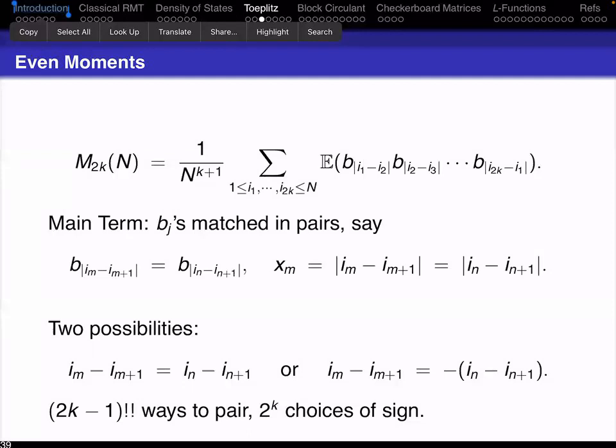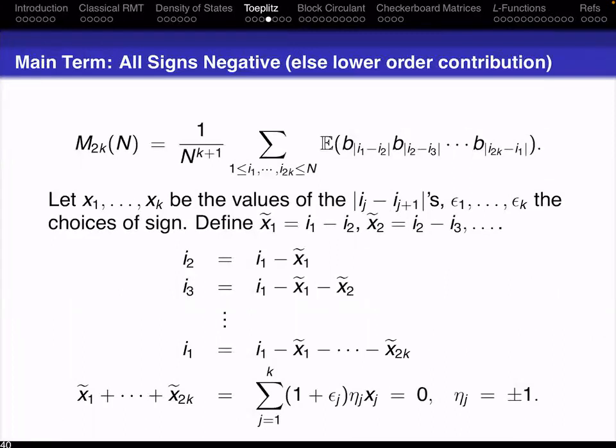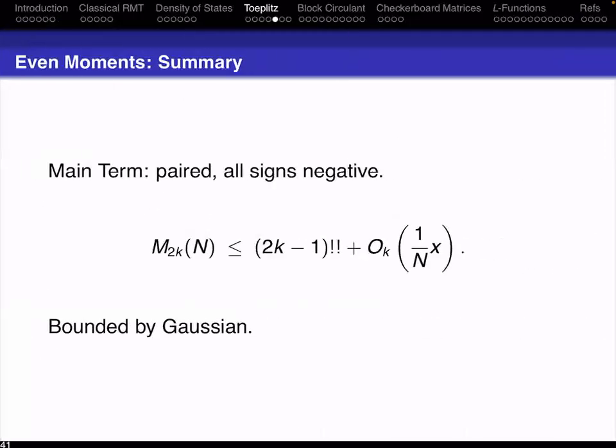So what this tells you is if everything contributes maximally, you would get 2 to the k times 2k minus 1 double factorial. It turns out, doing some linear algebra, the only choice of sign that works is when it's always the minus sign. So of the 2 to the k possibilities, only one survives. And the moment is going to be bounded by the moments of the Gaussian. I'm not going to go through the linear algebra calculation, but you can show that the only contribution occurs when you always have the negative sign. And so we get that the 2kth moment is at most 2k minus 1 double factorial. So it's bounded by a Gaussian.